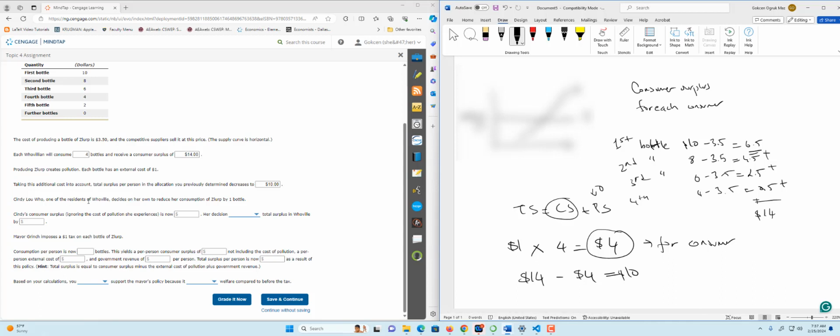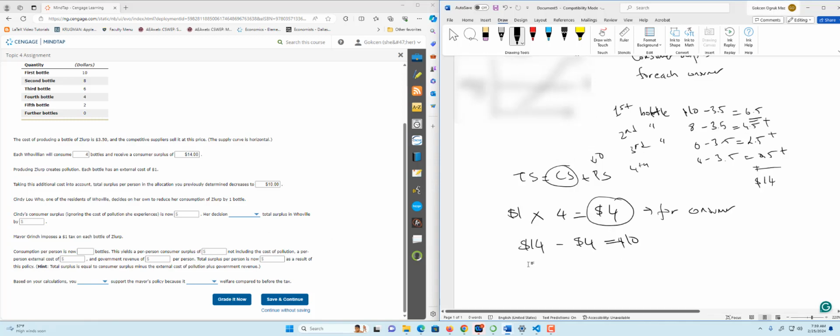Cindy, one of the residents, decides on her own to reduce her consumption of Z-Lerp by 1 bottle. Now we are going to calculate Cindy's consumer surplus without the cost of pollution. So let's calculate her consumer surplus, or total surplus, given that she gives up consuming the 4th bottle. So we are going to get rid of this one. She's not going to consume the last bottle. Therefore, she's not going to receive 0.5.